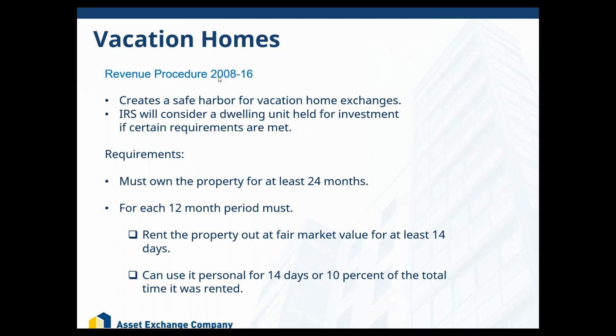Here's a quick example of maybe the way that could work. Let's just say you rent that property out during that 12-month period. I don't know, let's say you rent it out for 200 days, okay? So 10% of 200 would be what? Would be 20, right? So you could use it for 20 days personal use instead of the 14 days, right? If that property meets those guidelines, it qualifies as an investment property, and hey, you can use it in a 1031 exchange. Now, if it doesn't meet those guidelines, I wouldn't necessarily say it would be disqualified.